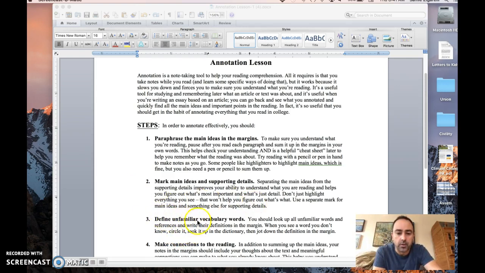Something that you're going to do a lot of is look up words that you don't know. This is how you're going to build your vocabulary. Reading's going to get easier over time. It's like you're building up your reading muscles. The more words you're familiar with, the easier it is to comprehend what you're reading.